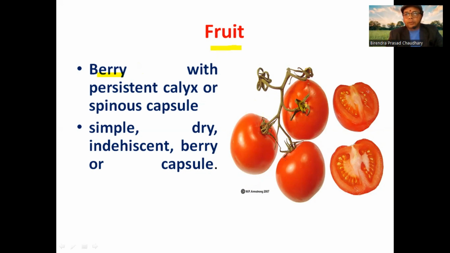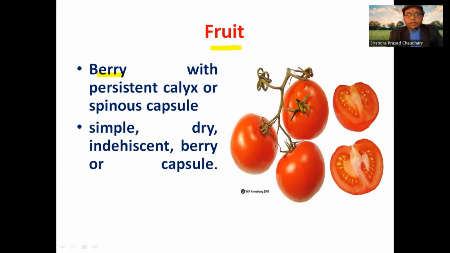In most plants, when the fruit is found, it is without calyx. These sepals are not found. But in the plants of this family, the calyx remains with the fruits, so this is the persistent calyx or spinous capsule. In some of them, the fruits are capsule form, which have spines too. They are simple fruits.